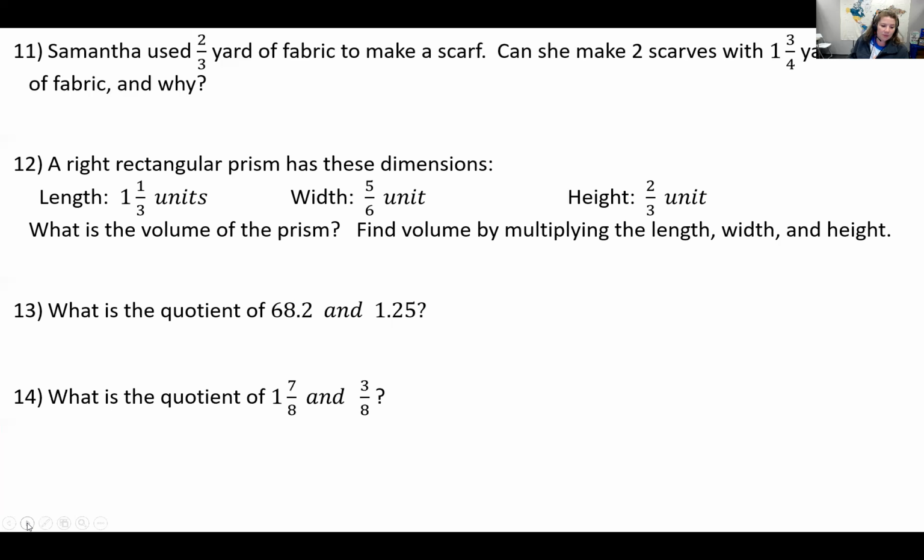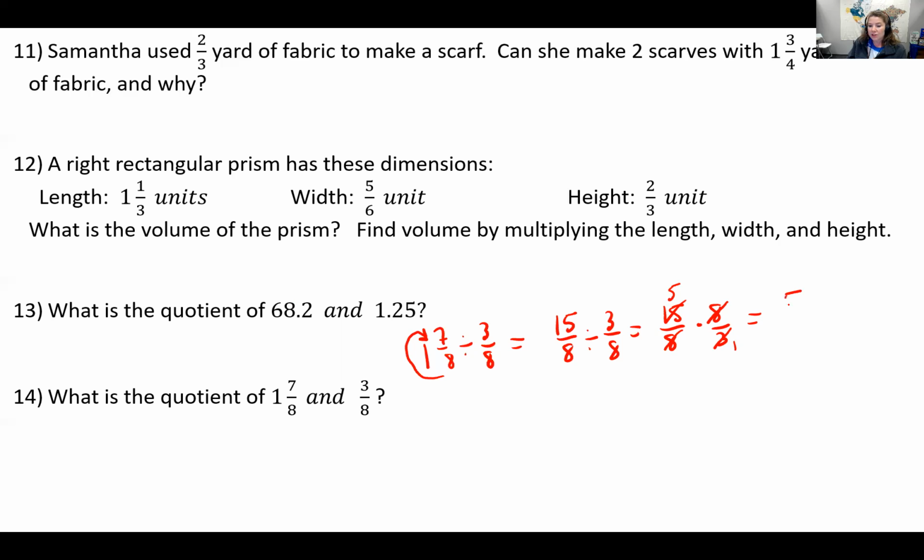Let's see. Number 14, the quotient. So basically it's saying what is 1 7/8 divided by 3/8. So we're going to make this an improper fraction. 8 times 1 is 8, plus 7 is 15. Now we're going to keep it, change it, flip it. The 8s cancel each other out. 8 divided by 8 is 1. 3 divided by 3 is 1. 15 divided by 3 is 5. So the final answer is multiply straight across. 5 over 1 is just 5.